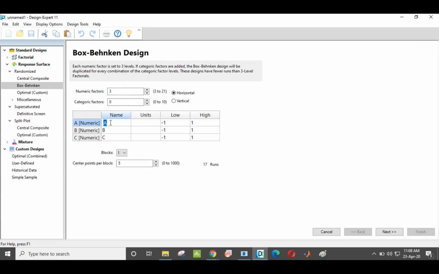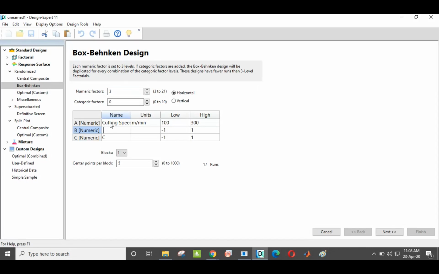So here I can change the values. Cutting speed, I can provide the units, meter per minute. I have to provide only the lower and the higher values. But in the case of Taguchi, I have to provide the level values. Here I am going to give 100 and 300.